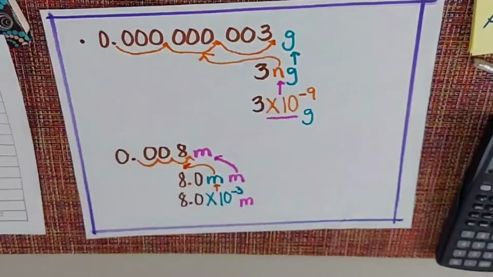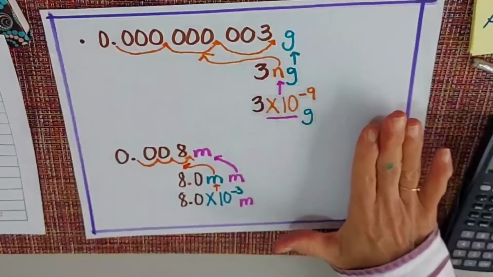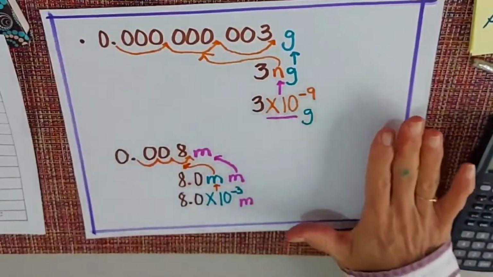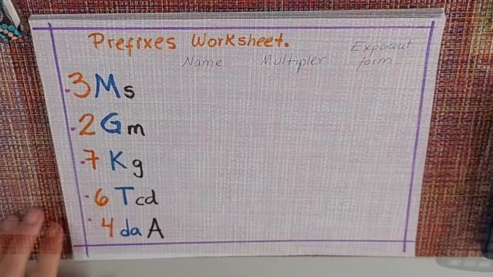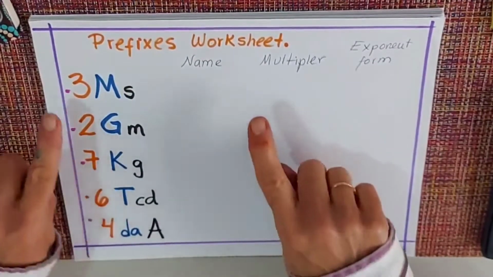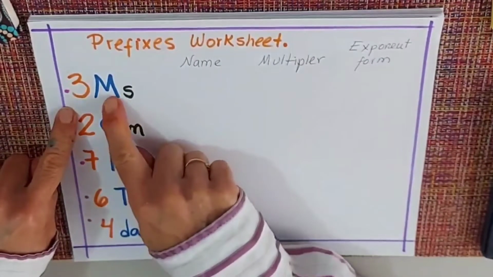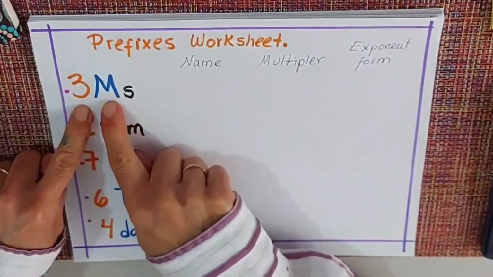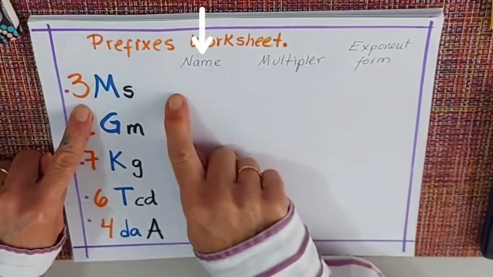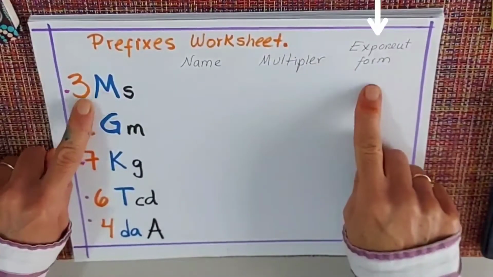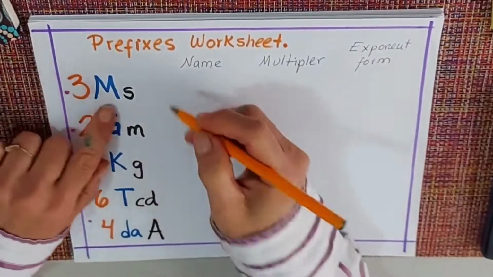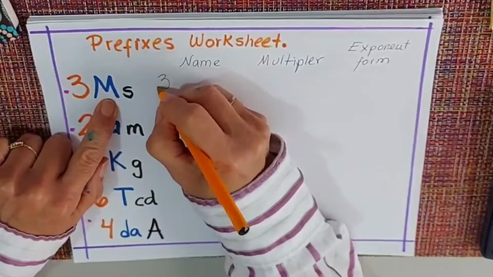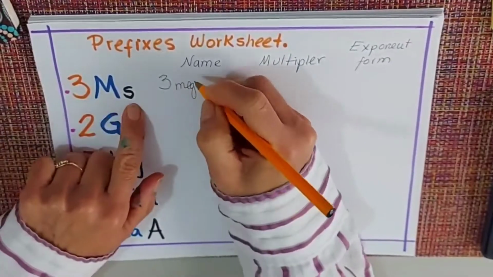Then this is the explanation about how we can express any number with prefixes. We are going to continue with the exercise about the prefixes. Here you can see the number with the prefixes, and we are going to write the name, the multiple, and the exponent form for this number. Okay, the name is 3 megaseconds.